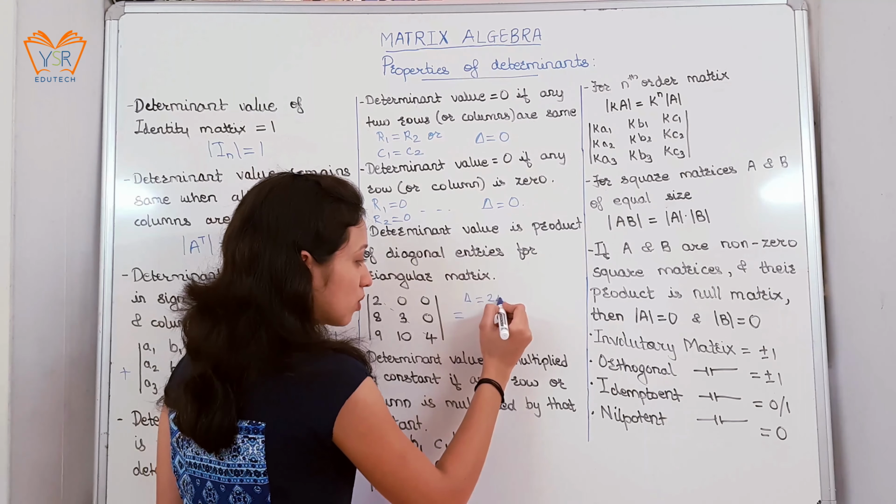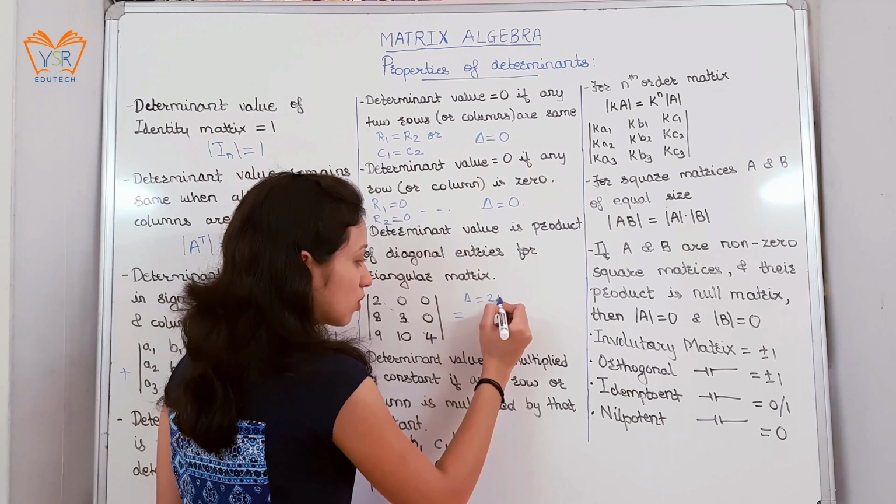Next, the determinant value is multiplied by a constant if any one row or column is multiplied by that constant. This might seem confusing, so let's understand it. That constant or scalar quantity is multiplied to only the first column. This results in the scalar quantity being taken outside and the matrix remaining the same.